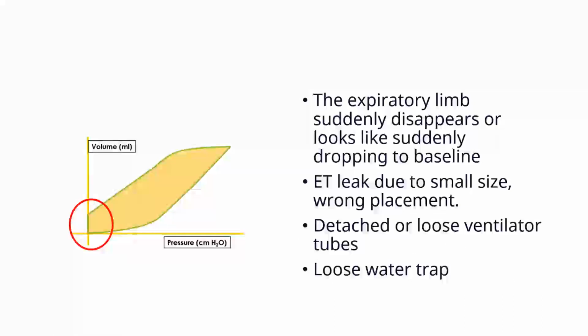Expiratory limb suddenly disappears or looks like suddenly dropping. That is a leak. ET leak due to small size could be the cause. If there is a detached or loose ventilator tubing or loose water trap, it can cause this kind of air leak.